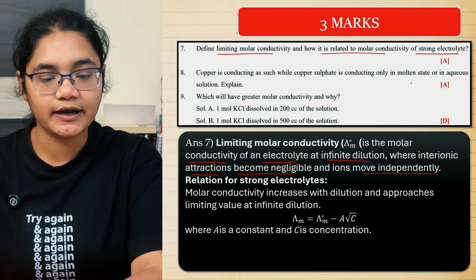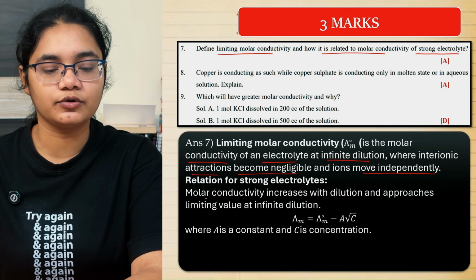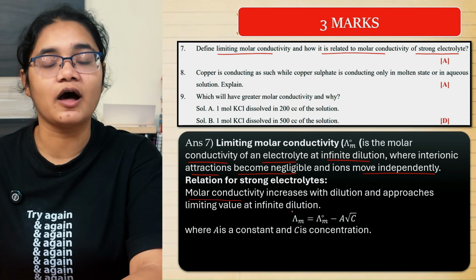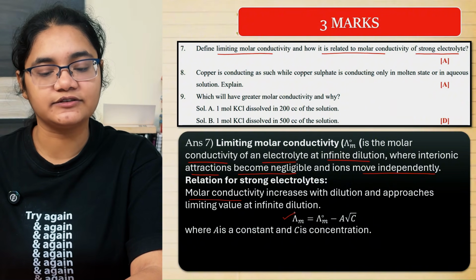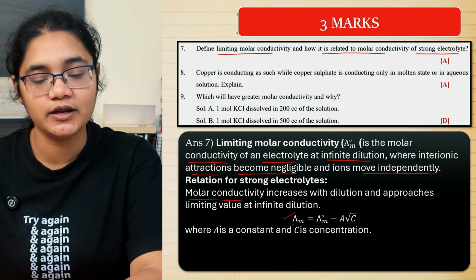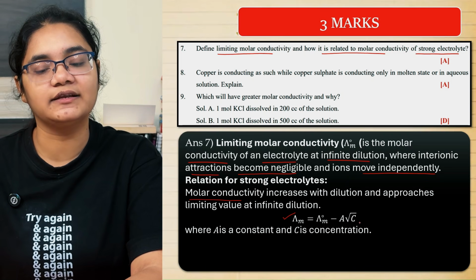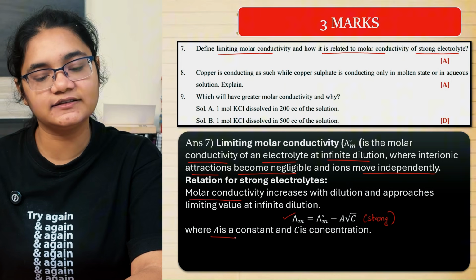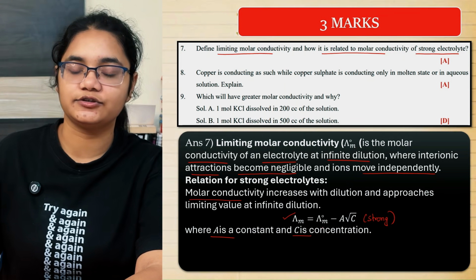Next, how is it related to the molar conductivity of a strong electrolyte? So the molar conductivity increases with dilution and approaches a limiting value at infinite dilution. How is it related? The equation here is called the Debye-Onsager equation. Lambda m is equal to lambda naught m minus A root over C. And this is only for strong electrolytes. And here A is a constant, whereas C is the concentration.